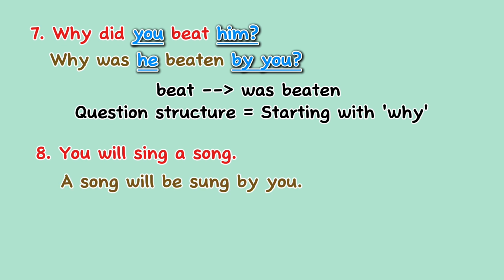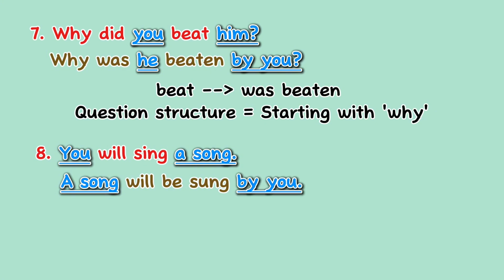In the original sentence, the subject you is performing the action of singing, directed towards the object, a song. To convert this into the passive voice, the object a song becomes the subject of the sentence, and the original subject you is moved to the end, introduced by "by." The verb sing is transformed into the passive form will be sung. The sentence structure changes to accommodate the passive voice while maintaining the future tense with "will." Thus, the passive sentence reads, "A song will be sung by you."